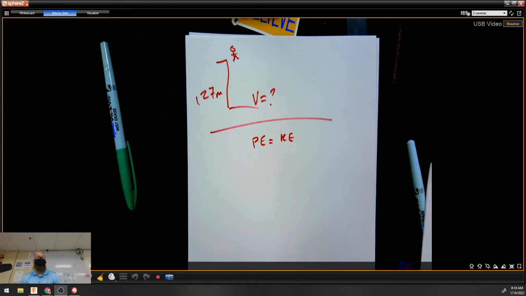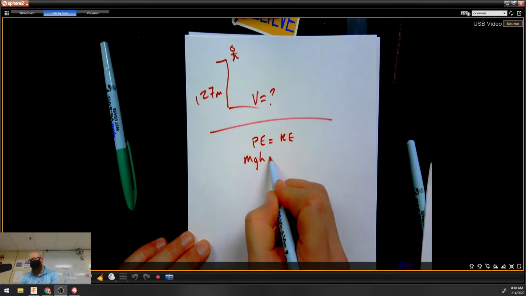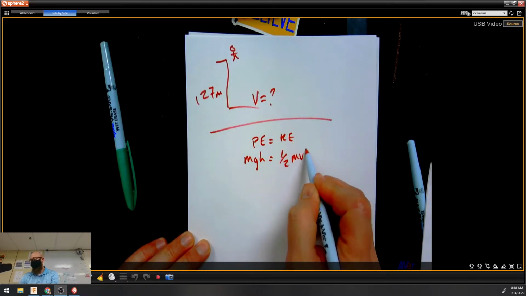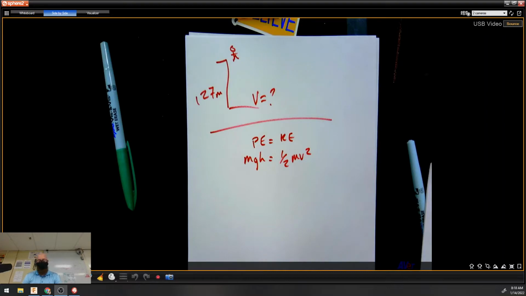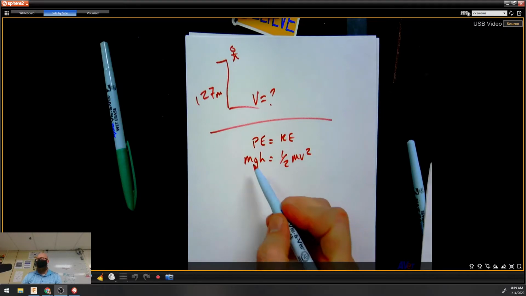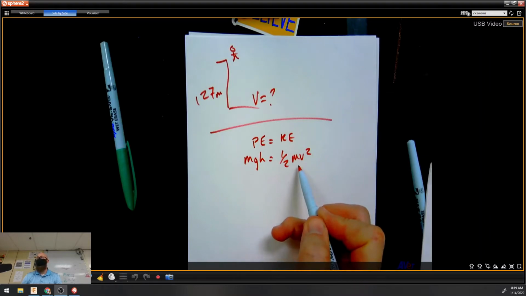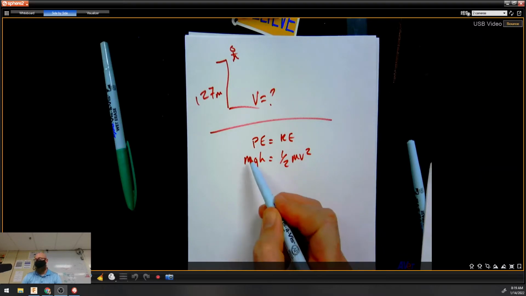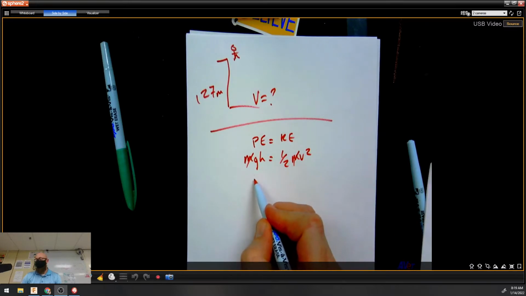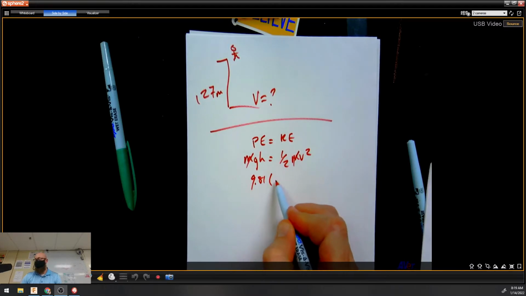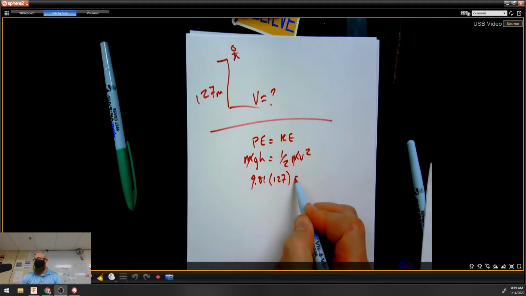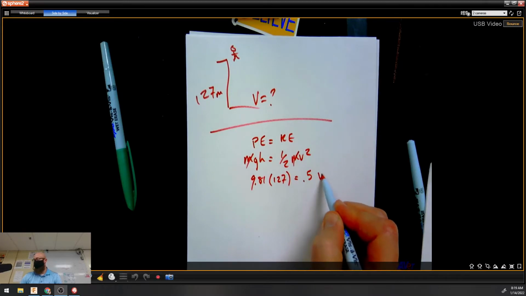Okay, many of you got here: potential energy equals kinetic energy. Then you went mgh equals 1/2 mv squared. And all of you algebra people said, oh, this is so simple. All of you non-algebra people said, I'm stuck. If mass is on the left and mass is on the right, what can you do with mass? You are left with 9.81 times the height of 127 meters equals 0.5 times velocity squared.